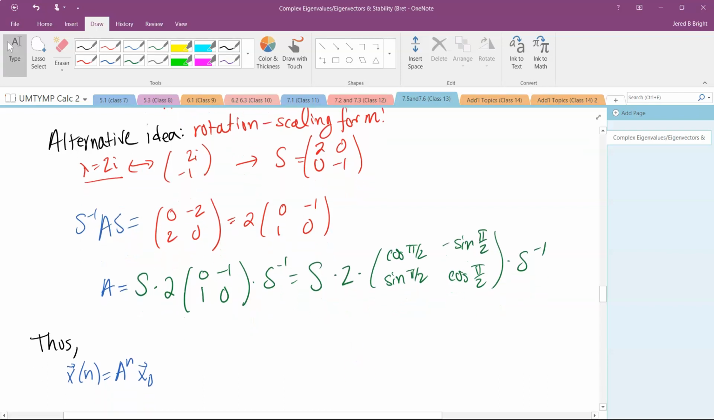Okay, and so now this form makes it a little bit easier because when I look at xn of t, I have matrix A, and now I just need to do matrix A n times the initial state vector.